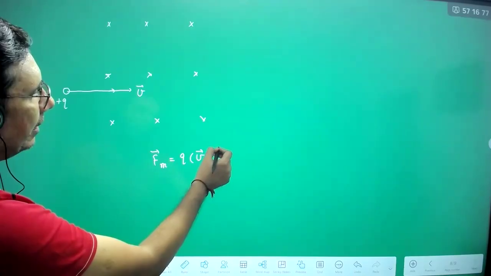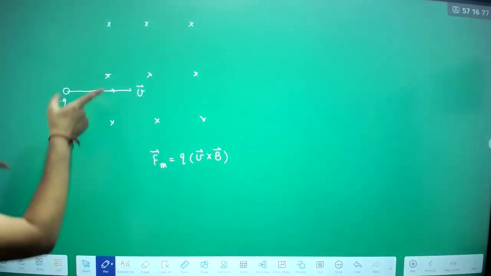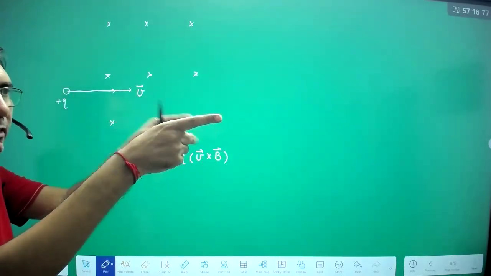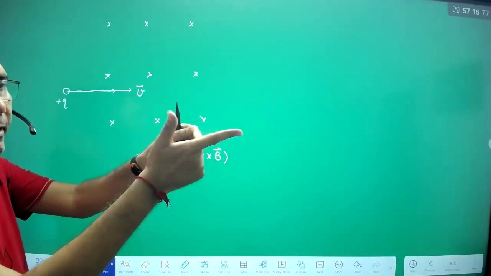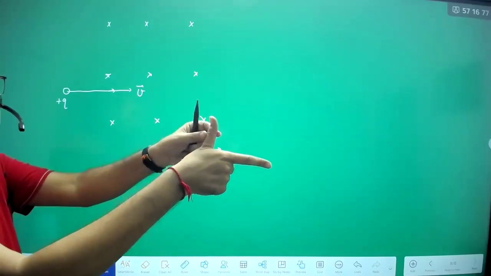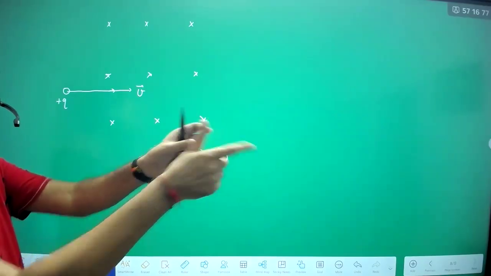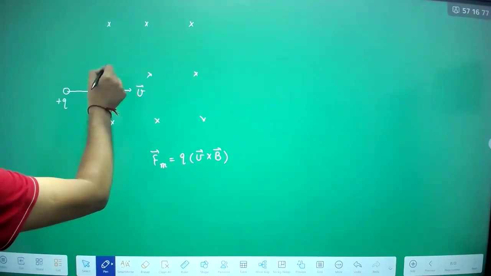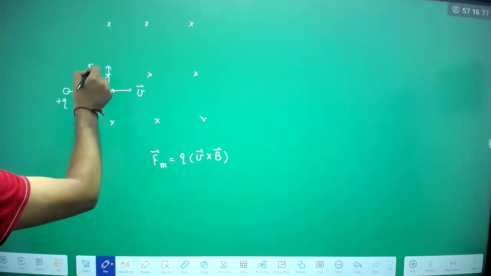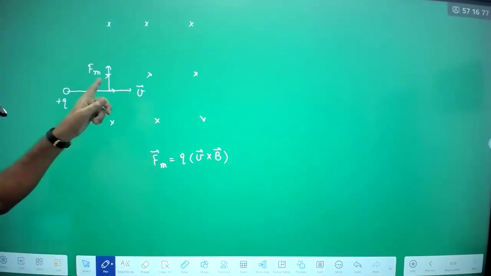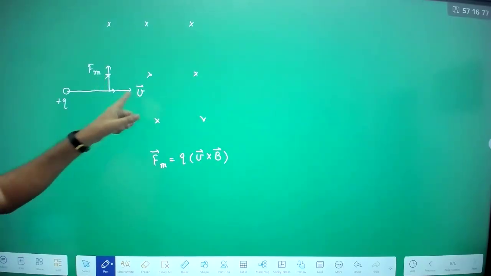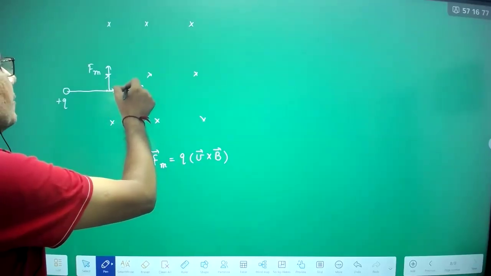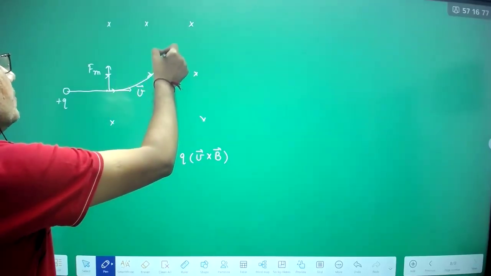So what will be the direction here? This is V, in the direction of this. Okay, the middle finger will be in the direction of B, so the thumb is going to represent the direction of F. So this force Fm is going to act as centripetal force because it is perpendicular to V. At the next moment, due to this force, it will take a curvature like this.